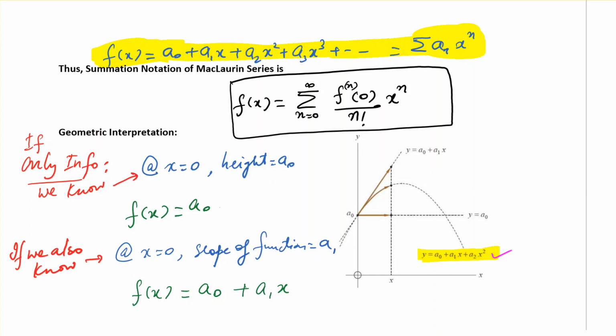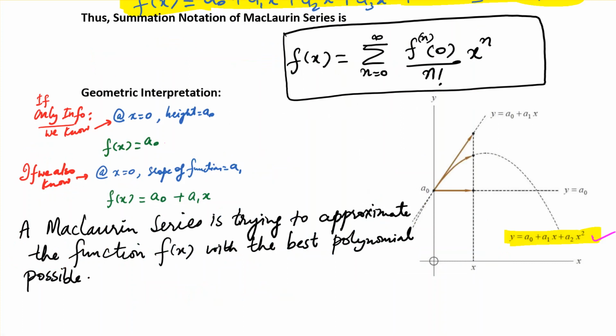So a Maclaurin series is trying to approximate the function with the best polynomial possible. Alright, so we got the idea that a Maclaurin series is trying to approximate the function with the best polynomial possible. But what if we already have a polynomial to start with? So we get the result that the Maclaurin series of a polynomial is that polynomial itself, because we have a polynomial to start with.